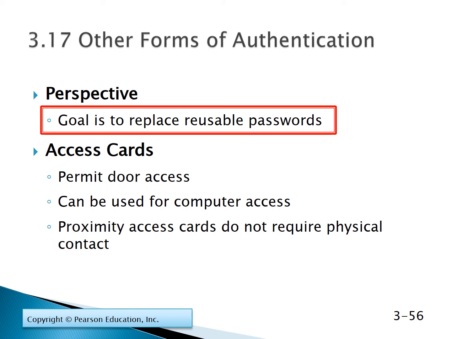So there are other forms of authentication where the goal is to replace these reusable passwords. So one thing is access cards, which people could use for door access, and also for computer access. In some organizations, you could only log into a computer if you have a physical card with you, right? Some of these proximity access cards that do not require physical contact are often used, like our Octopus card, right? It's using RFID, so you do not have physical contact. You just need to tap the card there, and then you can use it as one form of login.